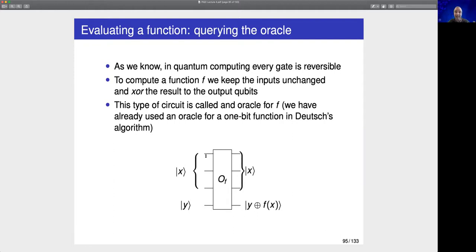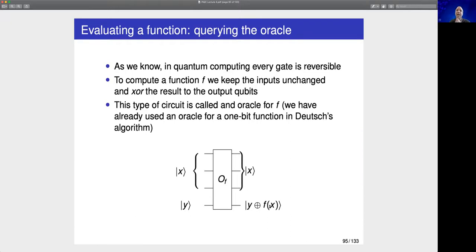And for instance, the AND gate in classical logic is not reversible. So we need to add some extra information to the output of the function to be able to invert it, to be able to recover the input information. We can do this, for instance, with this common scheme of using an oracle in which the inputs to the function are kept unchanged, and then we have a special qubit or set of qubits in which we somehow write the answer.